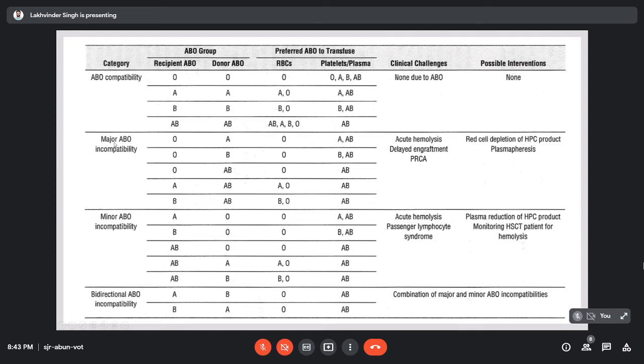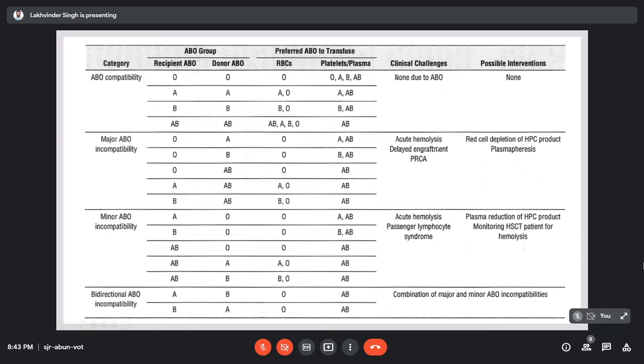Anything you can give. In major incompatibility, like our recipient is O and the donor is A, so the RBC we give should be compatible with both. So we give O, and the plasma or platelet will be either A or AB. Why A? Because it will contain anti-B only. That is not going to harm either the donor cells nor the recipient cells.